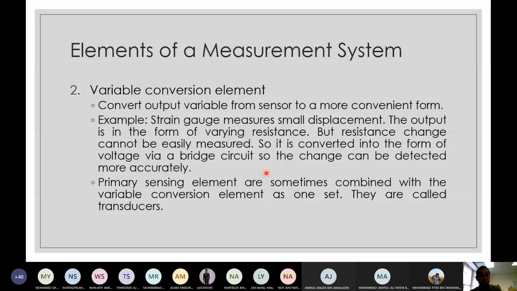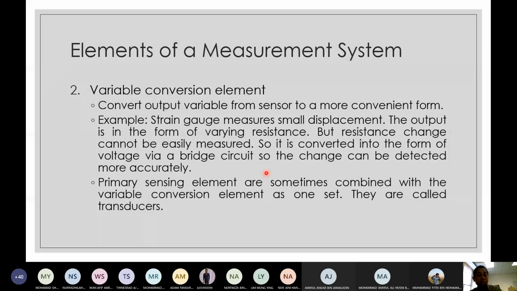After you have the sensor that senses the element, now we need to convert the value from the sensor to a more convenient form. This example is close to you as future manufacturing engineers. You have a strain gauge, and you want to measure small displacement, a small movement of a certain object. The output is in the form of varying resistance. Although you are measuring distance, the output is an electrical resistance value.